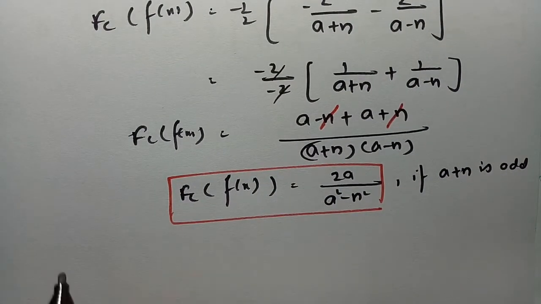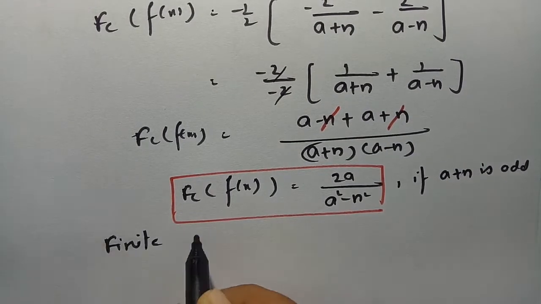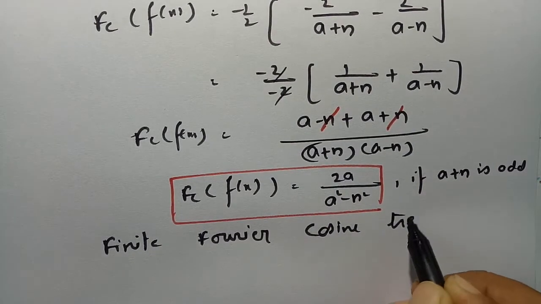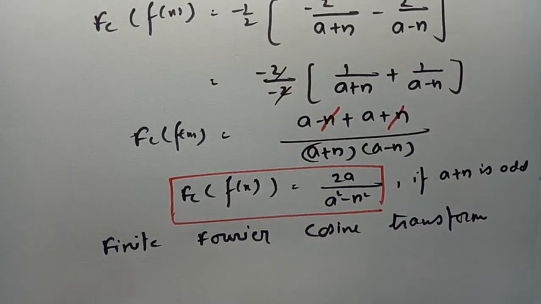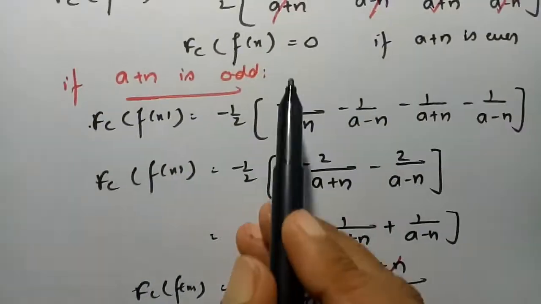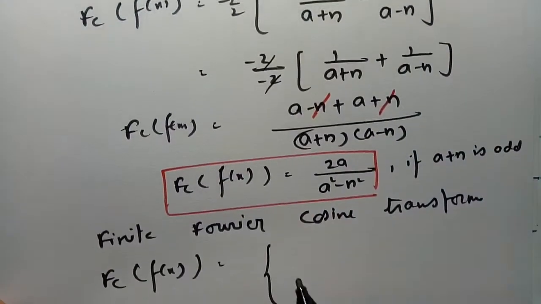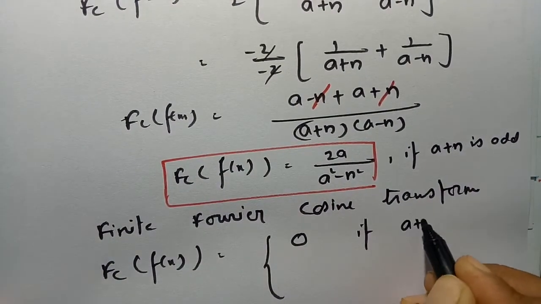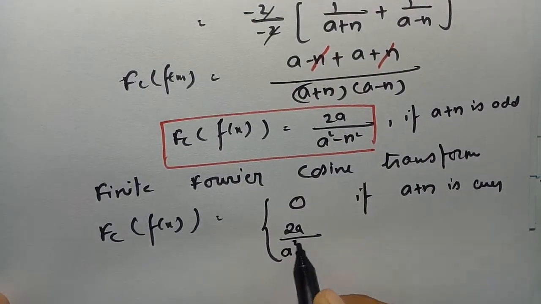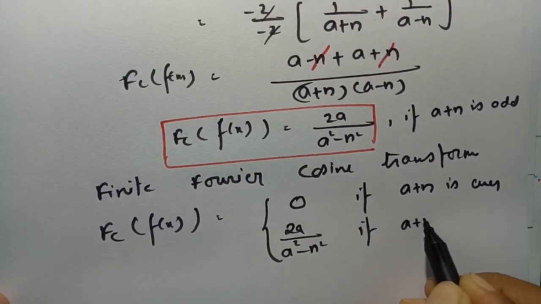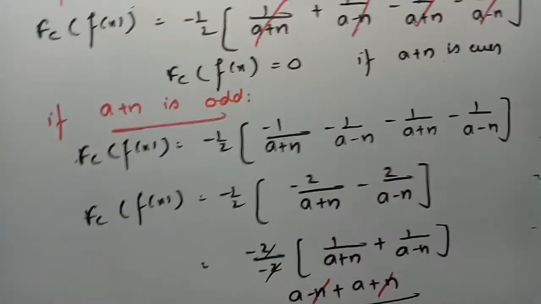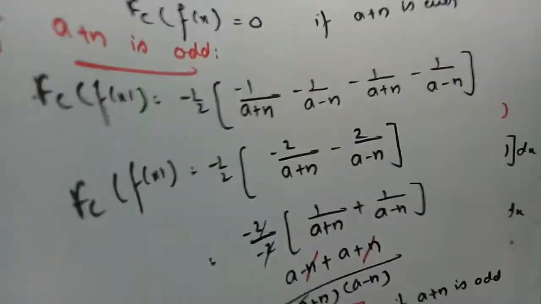Therefore, we got the finite Fourier cosine transform: the Fourier transform of the function f of x is equal to 0 if a plus n is even, and 2a by (a square minus n square) if a plus n is odd. So this is how we have to show the Fourier cosine transforms and the Fourier sine transforms.